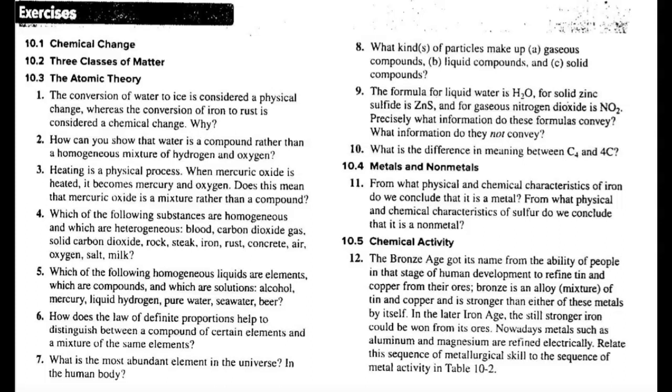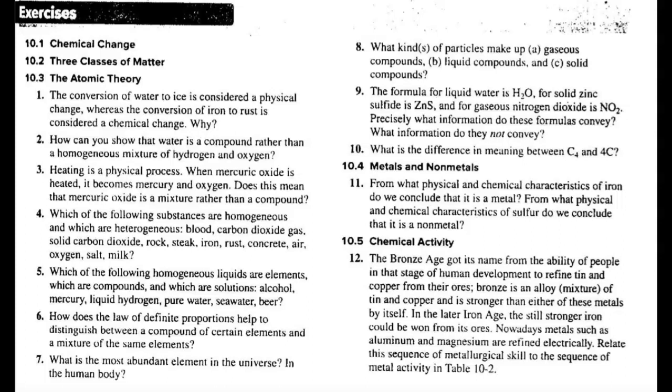Rock, on the other hand, you will find as we study rocks later, has different constituents of minerals, etc. present. So rock will be heterogeneous. Steak. If you examine steak, you're going to find some fat, a great deal of protein. You'll see perhaps some blood vessels, etc. Therefore, steak visually is a heterogeneous substance.